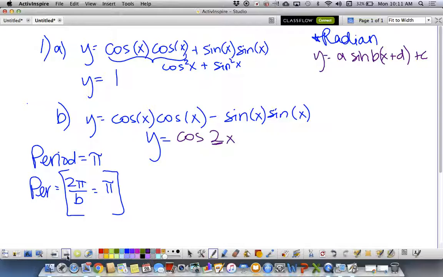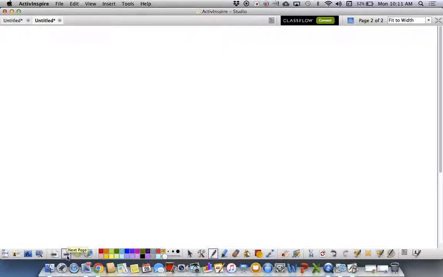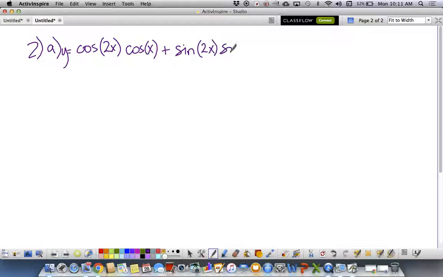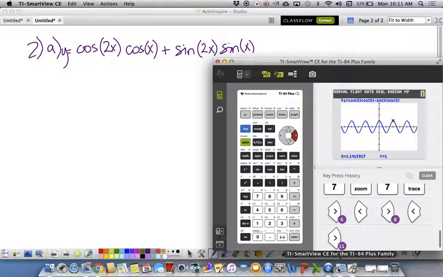All right, let's go on to number 2. So you're writing that under f of x. Okay, and when it says f of x, is everybody okay with that? f of x and y are interchangeable. So number 2a, I'm plugging in my calculator, cosine under y equals, and then I have to put a 2x. Cosine x. So if you could go back and just change that piece. Plus sine 2x. Equals.